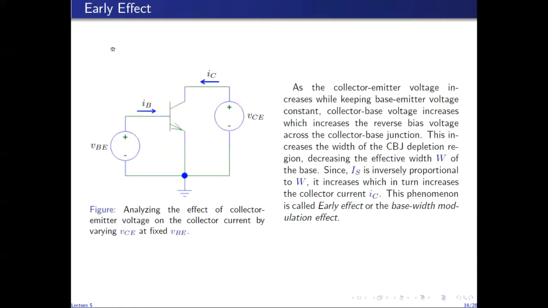This phenomenon is called Early effect because it was first studied by James Early, or it is also called base width modulation effect because the width of the base is being modulated. Increasing VCE decreases the base width, decreasing VCE increases the base width. So that is why it is also called base width modulation effect. So this effect actually makes IC dependent on VCE.